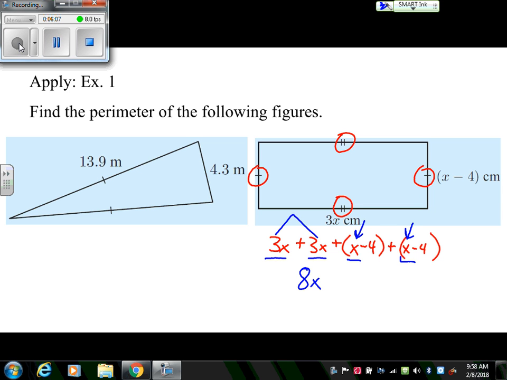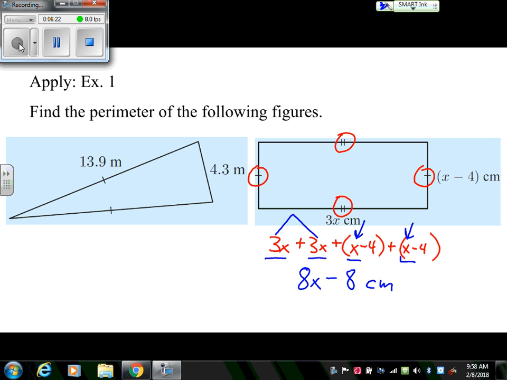And then I have the minus 4 and the minus 4 again. Well, if I take away 4 and then add a negative 4 to that, I end up with taking away 8 total. And so my total perimeter would be 8x minus 8 centimeters.